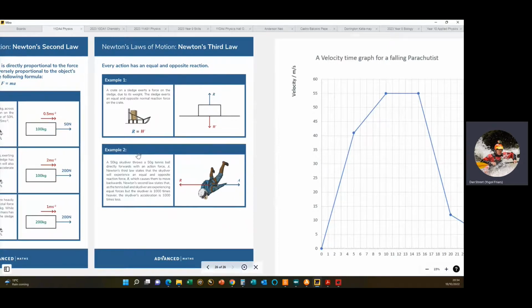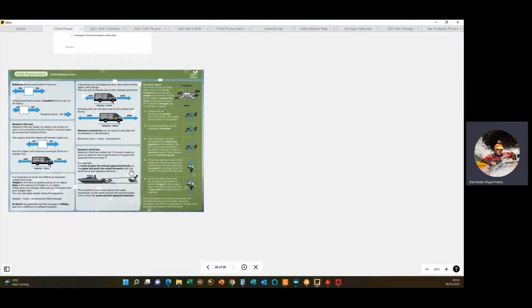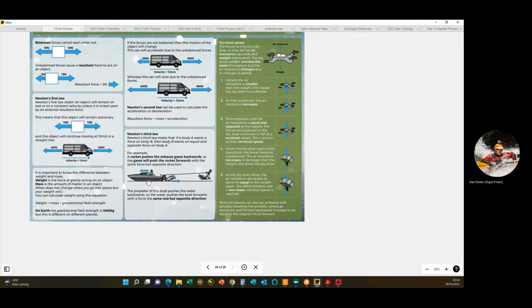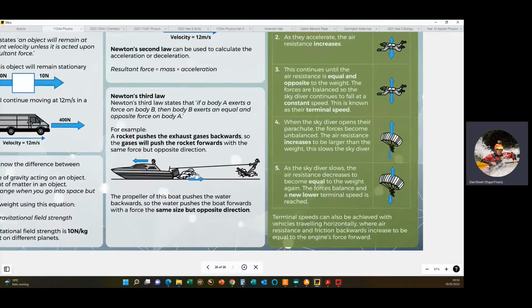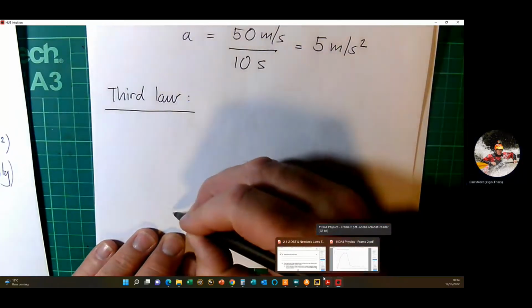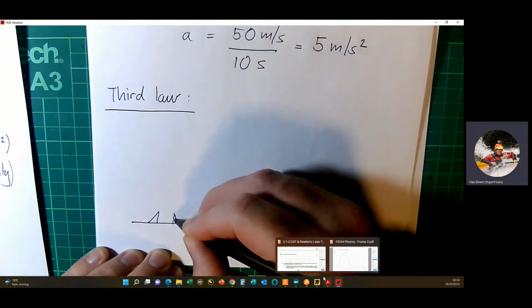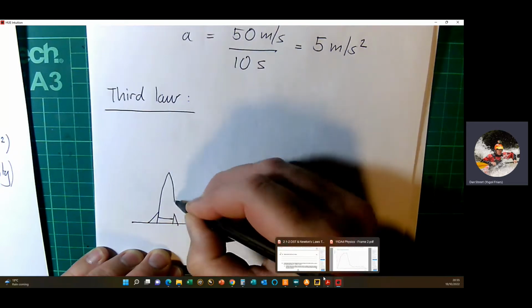In addition to that example, we've also got your knowledge organizer, which is this document here. In the knowledge organizer, we've got a couple of examples. We've got a rocket pushing exhaust gases backwards, so the gases will push the rocket forward. If we take that as an example, we'll go back to the picture there. We've got the rocket on the launch pad, which is the best rocket you've ever seen. Look at that.